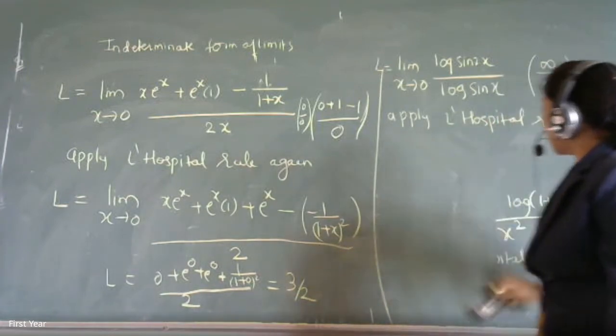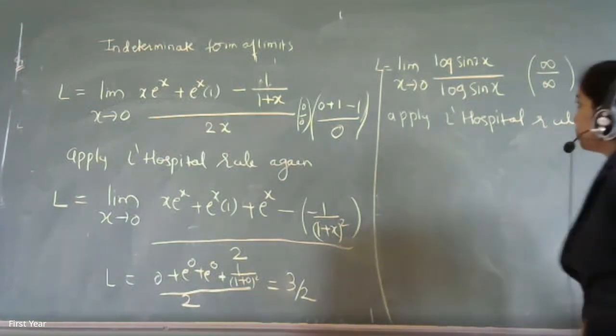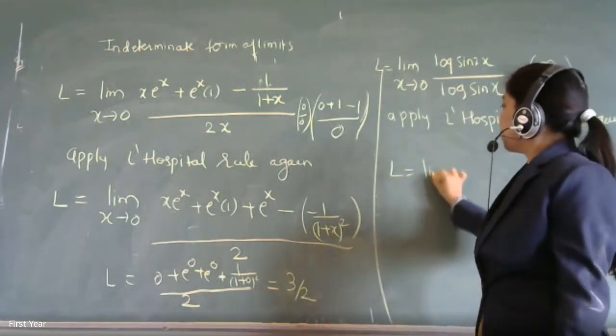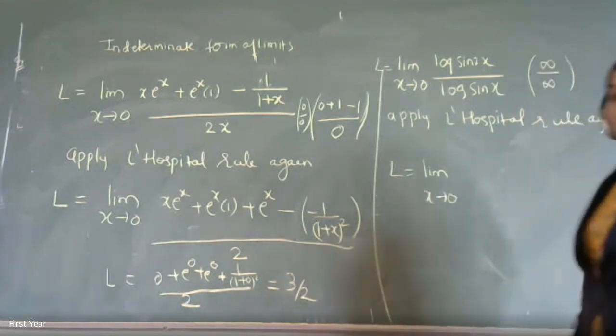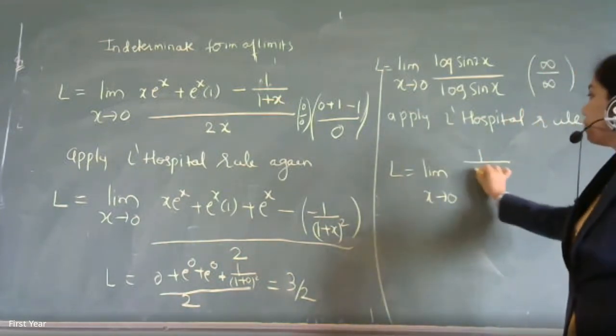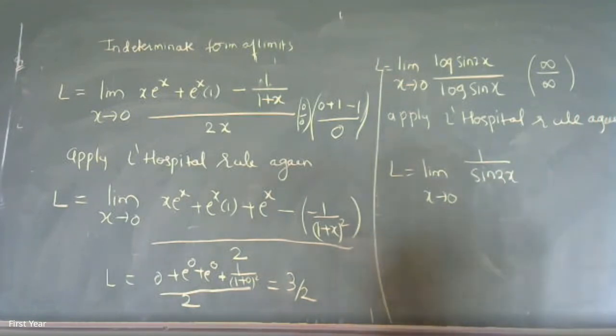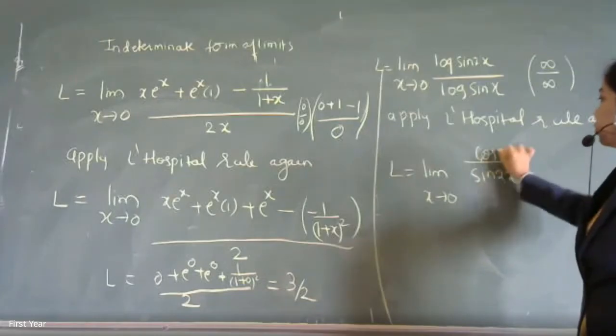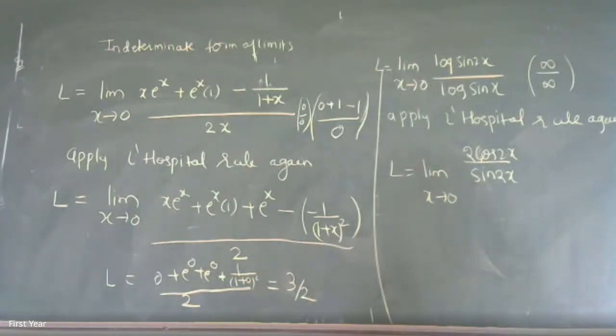What is the derivative of log of sin 2x? The derivative of log is 1 upon sin 2x, into the derivative of sin, which is cos: cos of 2x, into the derivative of 2x, which is 2. Correct. Is this clear to everyone? The derivative of log is 1 by the function, into the derivative of the function. So 1 upon sin 2x because of the log, the derivative of sin 2x is cos 2x, and the derivative of 2x is 2.